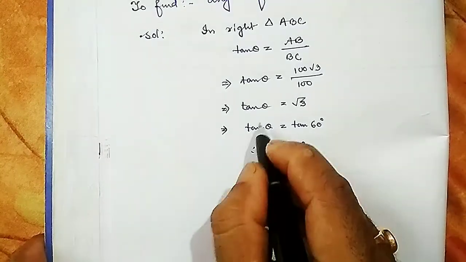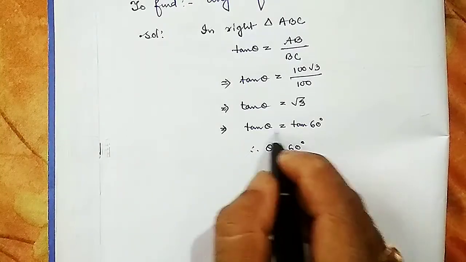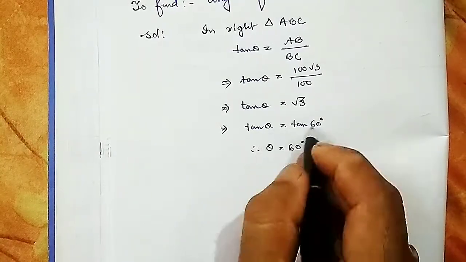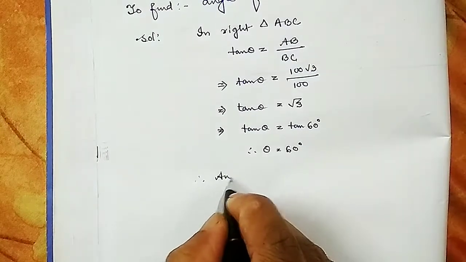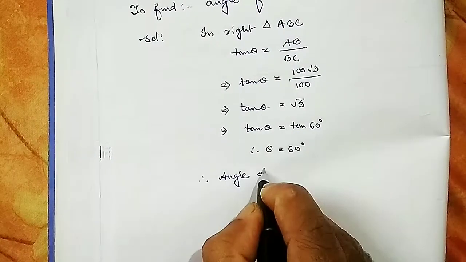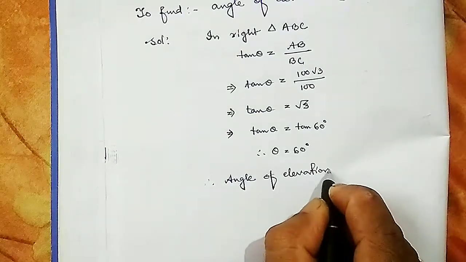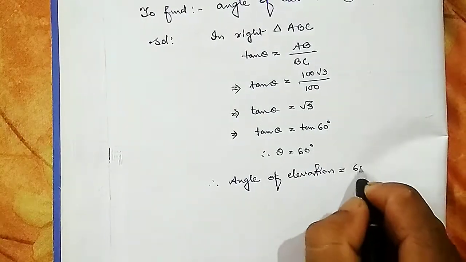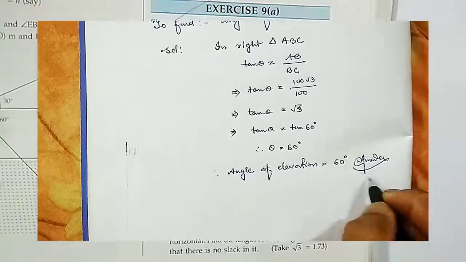Clear? Don't cancel tan, tan cannot be cancelled. Here since tan theta equals tan 60, that means the angle must be 60 degrees. Therefore we can write, angle of elevation equals 60 degrees. That's your answer.